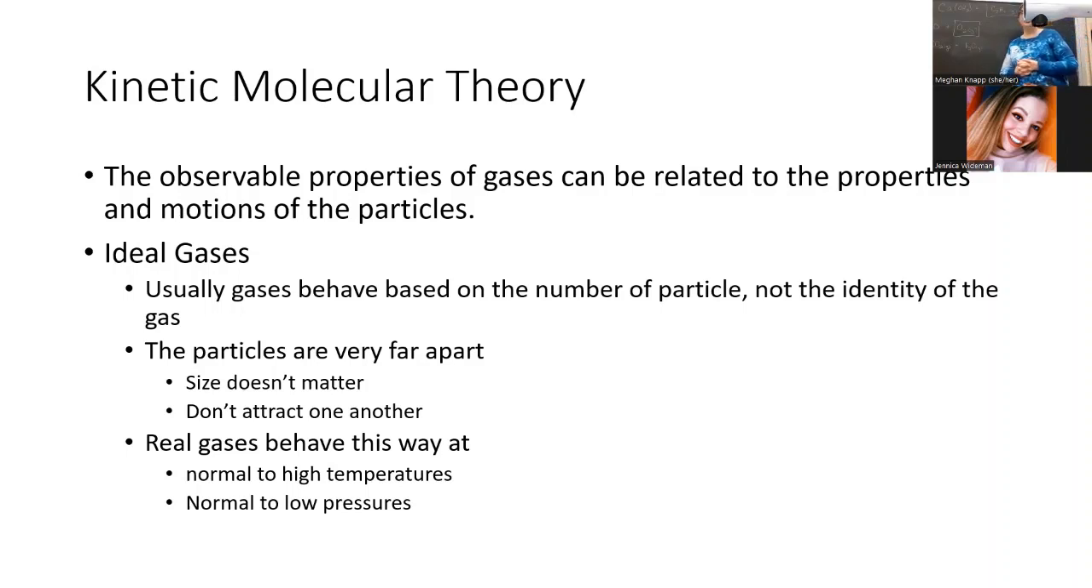Okay, so usually they behave in such a way that how many particles, how many molecules or atoms there are influences the volume and the temperature and so on and so forth, not what the particles are. So it doesn't matter if it's helium or carbon dioxide or whatever. So when we say it doesn't matter what the gas is, we're saying it's behaving ideally. So why might this be the case? Because in a gas, particles are very far apart. And this has a couple of consequences.